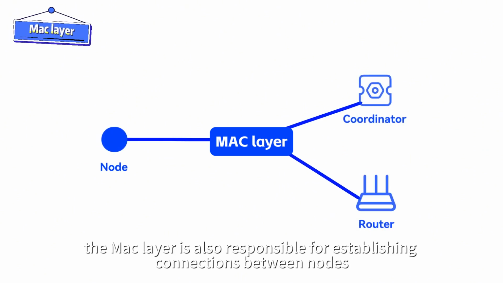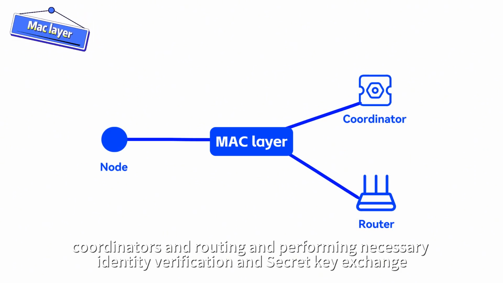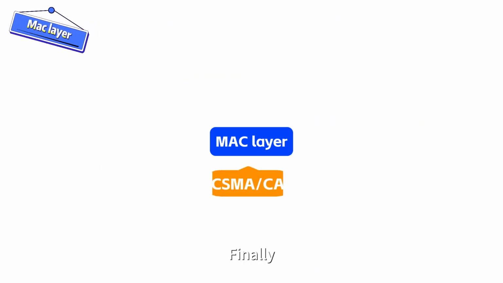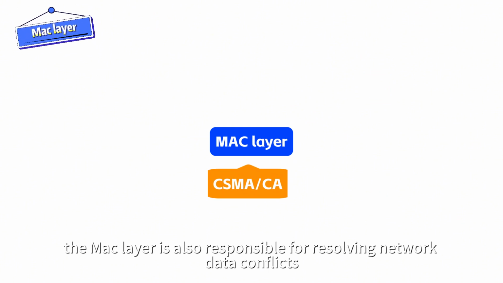In addition, the MAC layer is also responsible for establishing connections between nodes, coordinators, and routing and performing necessary identity verification and secret key exchange, management and identification of device long and short addresses and the use of broadcast and multicast addresses. Finally, the MAC layer is also responsible for resolving network data conflicts.